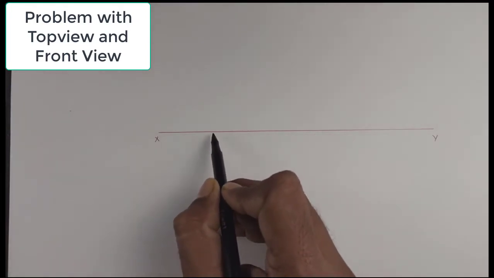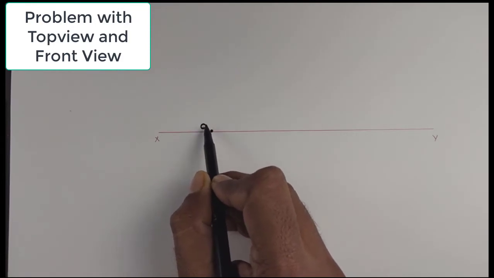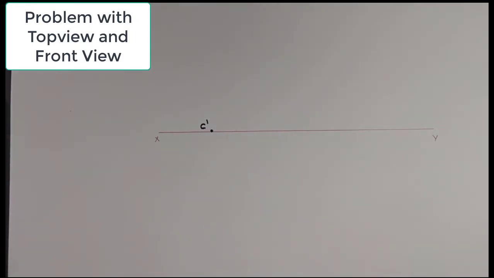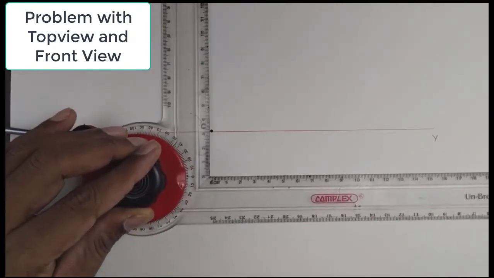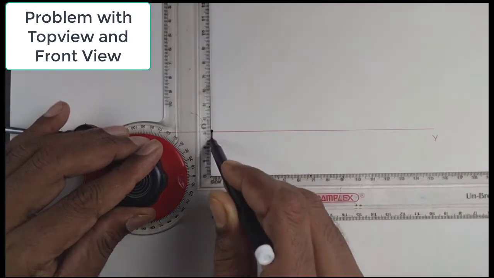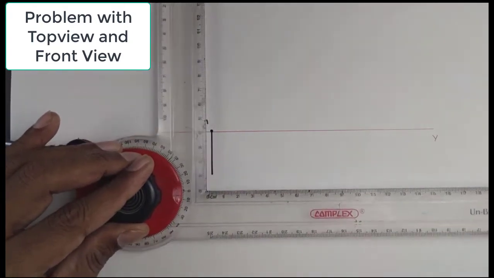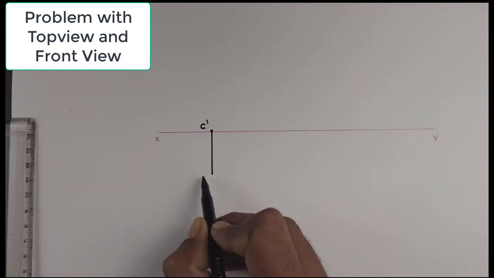So first we mark the elevation point C dash on XY line, and C is 30 mm in front of VP. So I mark the 30 mm in front of VP, always below the XY line. It is in contact with VP, it means it is our plan point C.